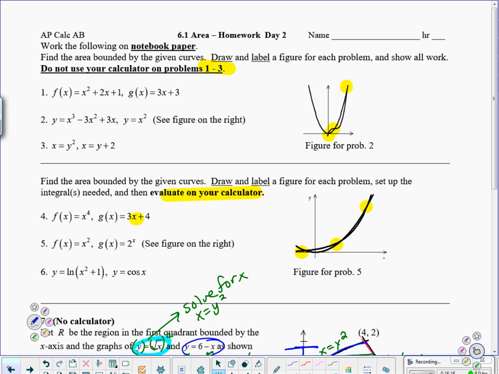Otherwise, the answers might be on the back side of that homework. I can't remember if I copied them there or not, but give it your best, you guys. These are very much like the AP questions, so definitely worth spending some time on.